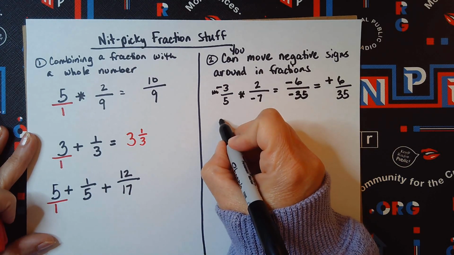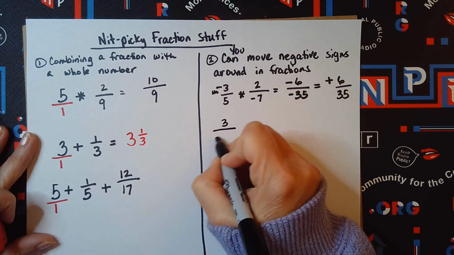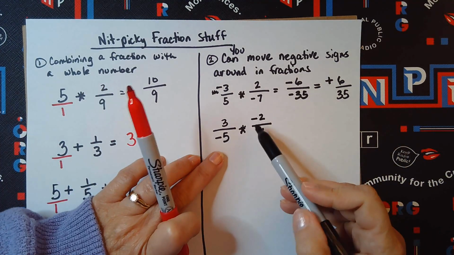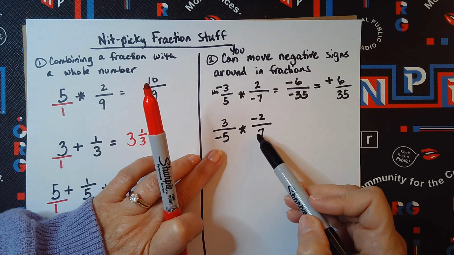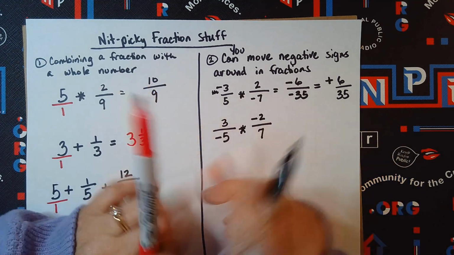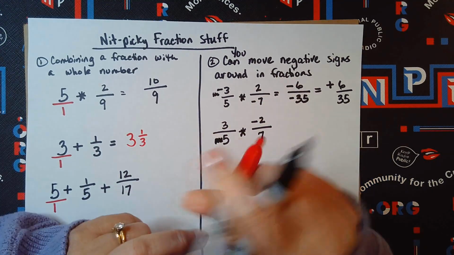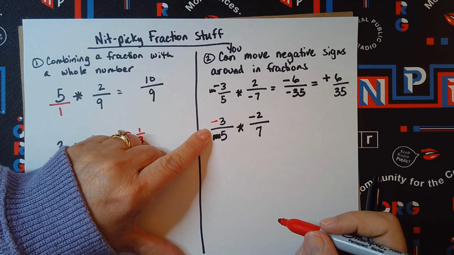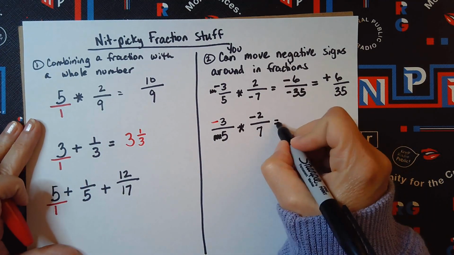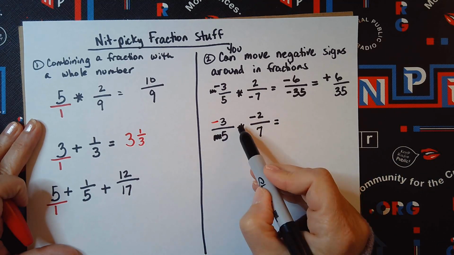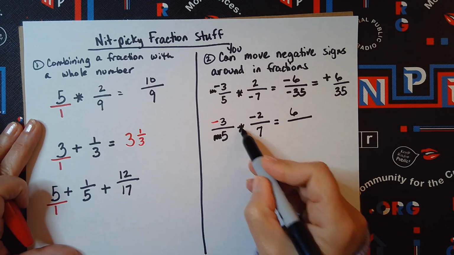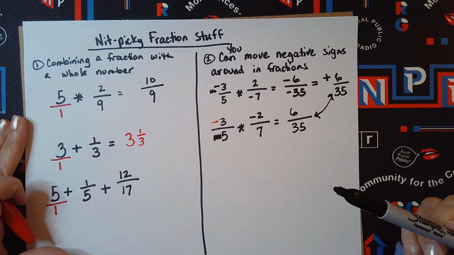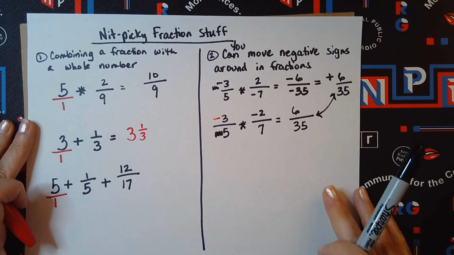If I had a problem like this, where I had 3 over negative 5 times negative 2 over positive 7, I might not want to have a negative in the numerator and a negative in the denominator like this. So I can just move it. I'm just going to move this to the top. So I can put my negative sign in the top, I could put it in the bottom, or I could put it out here in front. All of those mean the same thing, and you wind up getting the same answer. Negative 3 times negative 2 gives us positive 6, and 5 times 7 gives us 35. You'll notice that you get the same thing, even though the negative signs were in different spots. That's because it does not matter where those negative signs go.